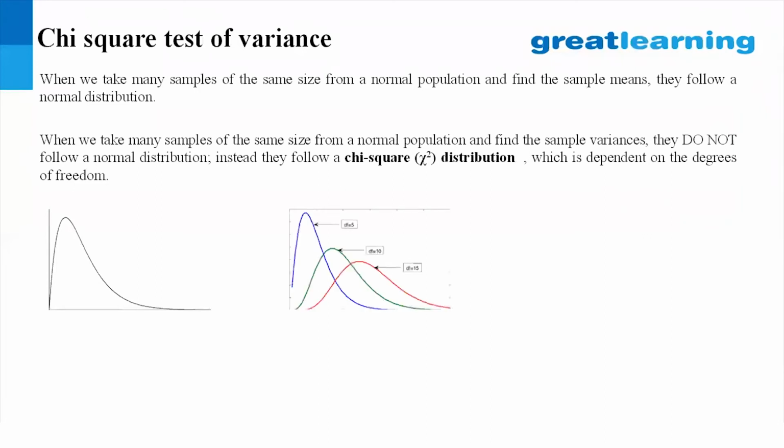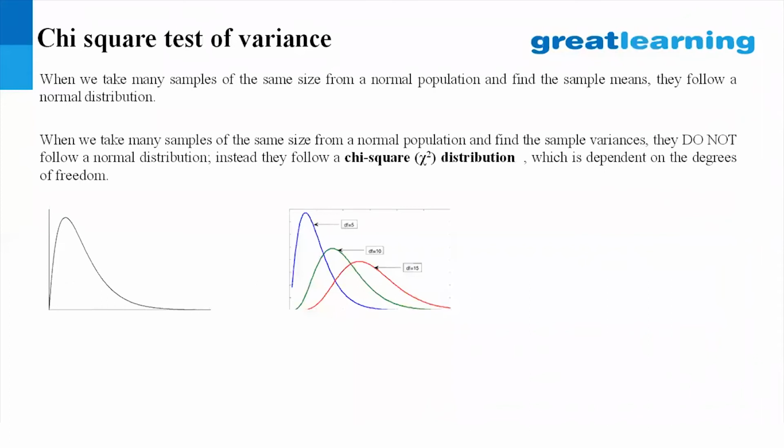So similar to the t-test, the chi-square test is also dependent on the degrees of freedom. The curves that you see here, for the same alpha level of 0.05: if you have degrees of freedom 5, the curve is the one in blue. If you have degrees of freedom of 10, the curve is the green one. And if you have degrees of freedom of 15, the curve is the red one.